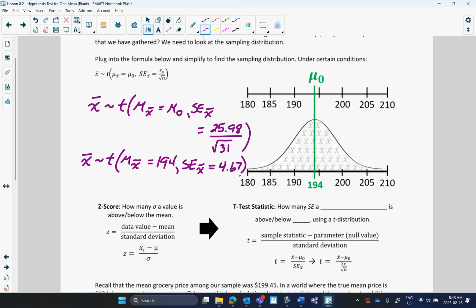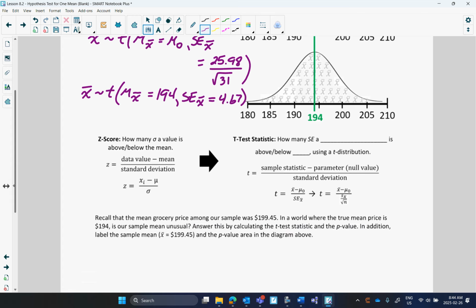So if we assume the null is true, this is what our graph is going to look like of our sampling distribution of means. Okay, we took a whole bunch of sample means. Under the null, they should average out to 194 with a standard error of 4.67. So we need to figure out how many standard deviations we are away from the mean, and then we've got to find that area, which will give us the probability.